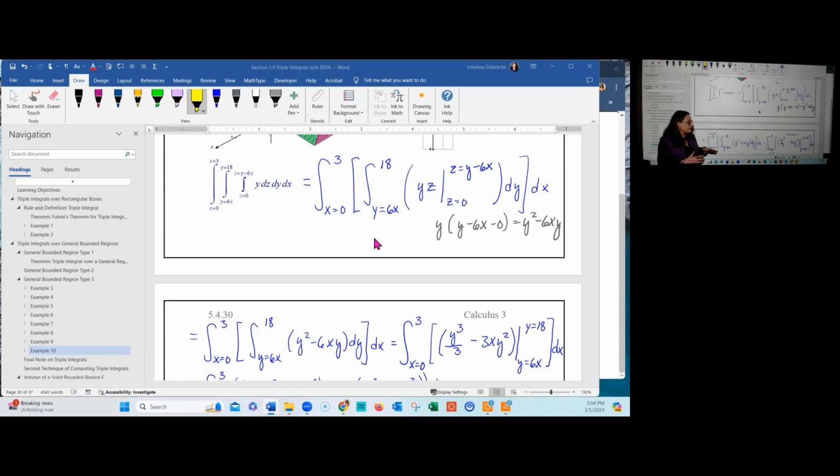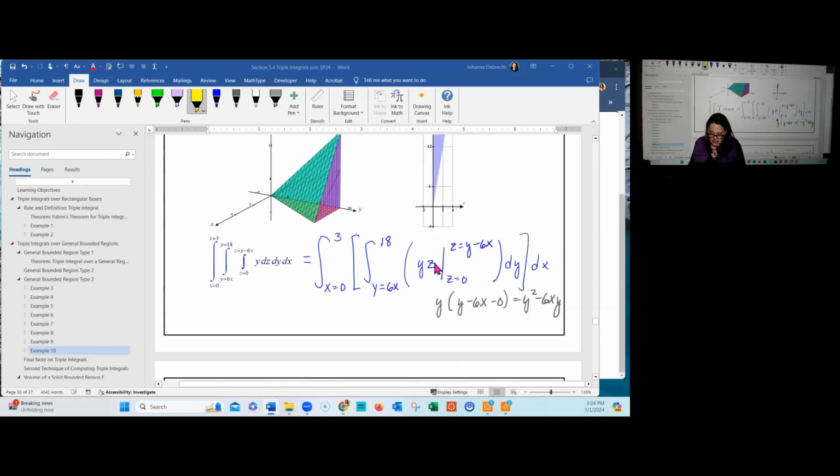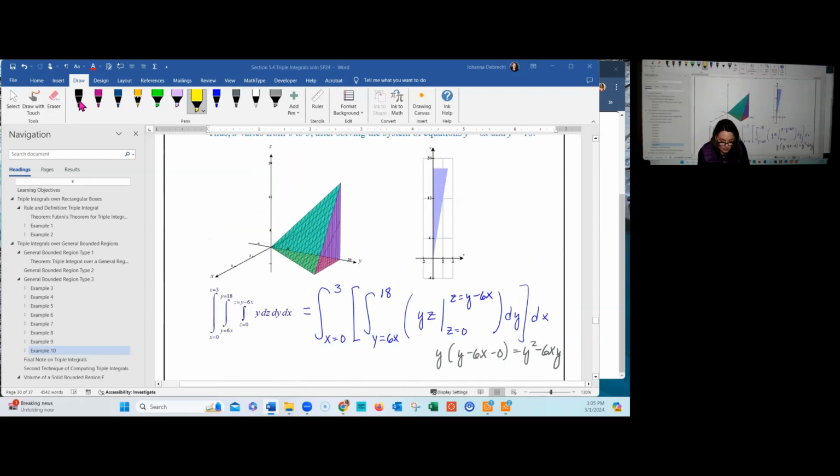Now this needs to be evaluated between the lower function and the upper function on the projection into the xy plane. The lower function is y equals 6x and the upper function is 18. One thing that may help you to figure this out is to draw a vertical rectangle here. And you can see that what it's touching on the bottom is the lower function y equals 6x, and what it's touching on the top is y equals 18.